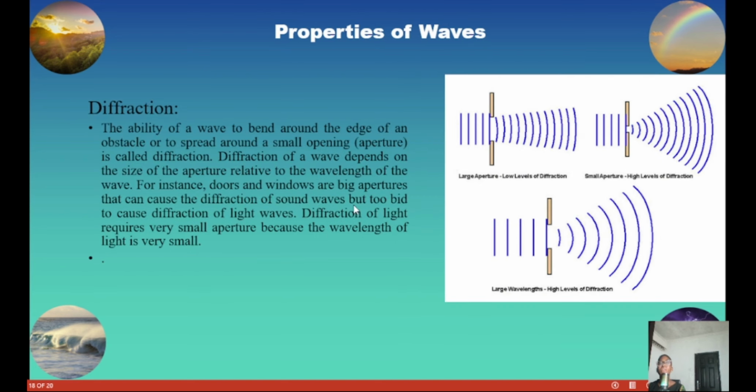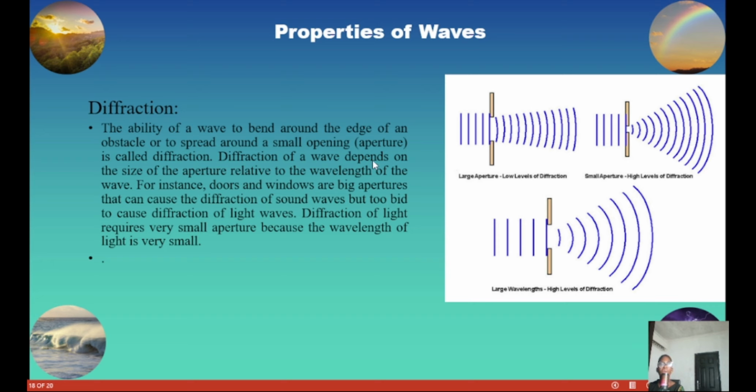Then diffraction. Diffraction is the bending, the ability of a wave to bend around the edge of an obstacle. I told you that light travels in a straight line. At this point the light was coming with force, but when it got to this point, it noticed that the obstacle here has just a very little entrance. So what will it do? It will bend around the obstacle, and that is what is called diffraction. It is the ability of a wave to bend around the edge of an obstacle or to spread around a small opening. This is the wave coming, and when it got here it spread, and that is what is called diffraction.